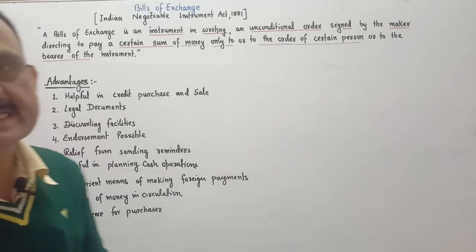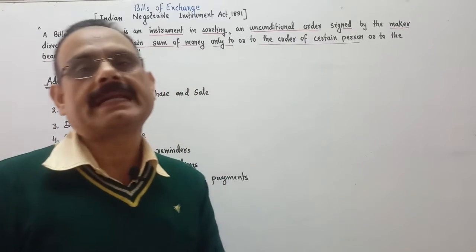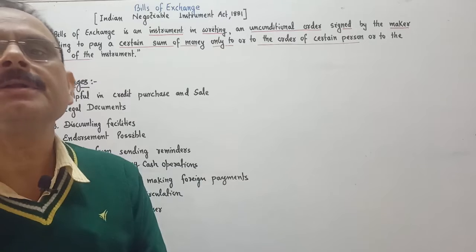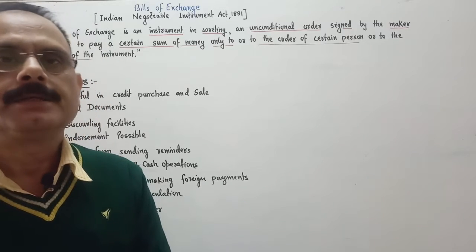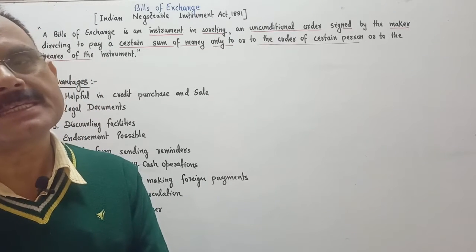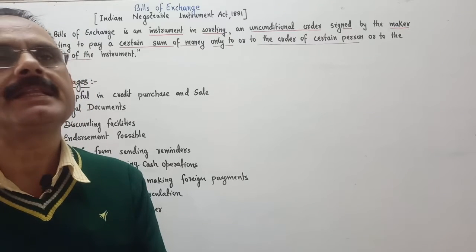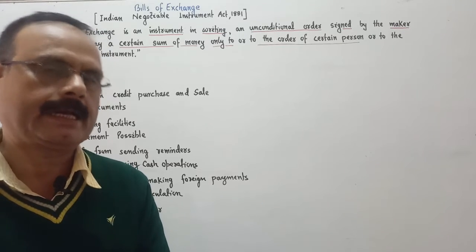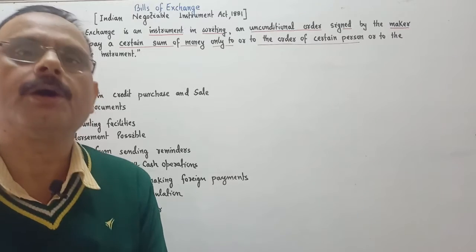Next is convenience for the purchaser to purchase goods on credit and make payment on time. From the purchaser's point of view, it is very convenient. They can purchase goods on credit and make the payment to the seller on time.